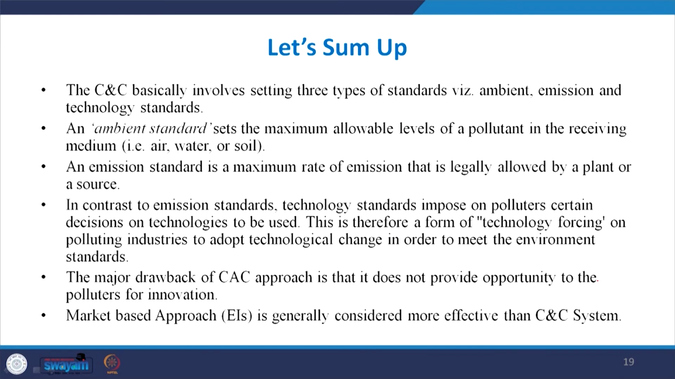Let me now sum up the topic. Command and control basically involves setting three types of standards which have been explained in this lecture and the preceding lecture: ambient standard, emission standards and technology standards. An ambient standard sets the maximum allowable level of pollutant in the receiving medium. Receiving medium may be air, water or soil. An emission standard is a maximum rate of emission that is legally allowed by a plant or a source.